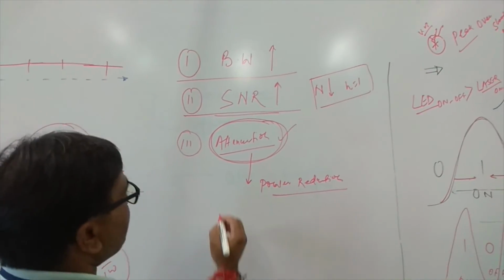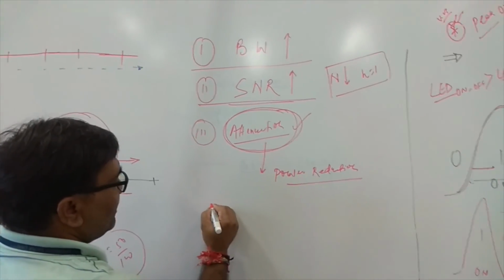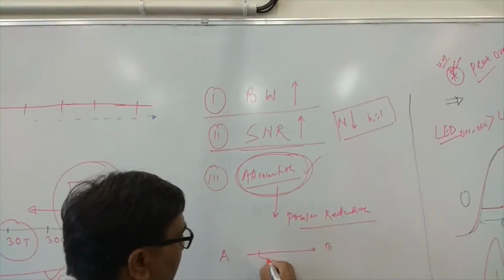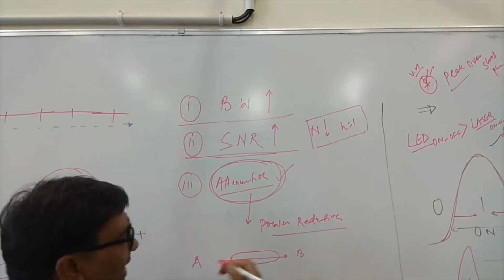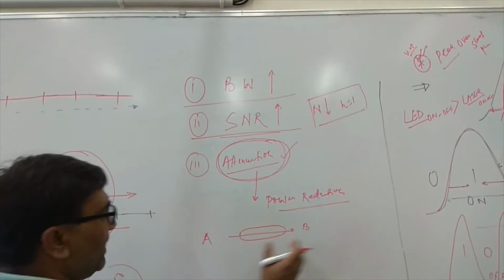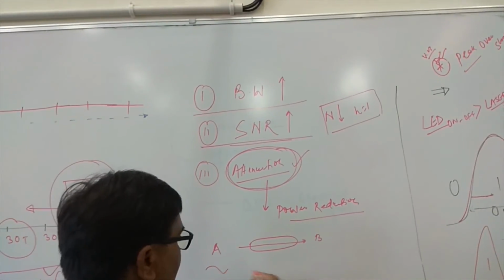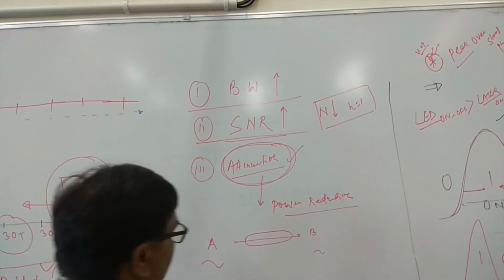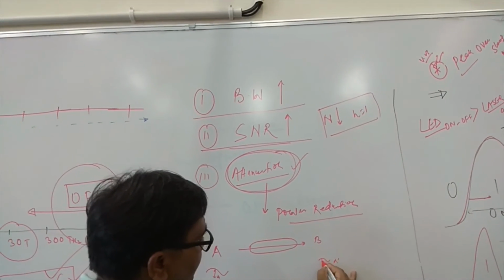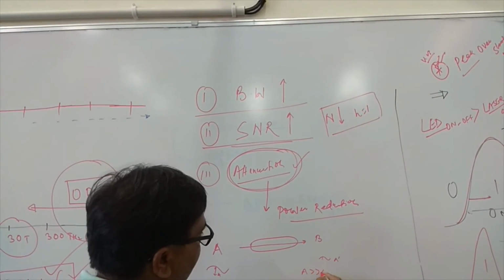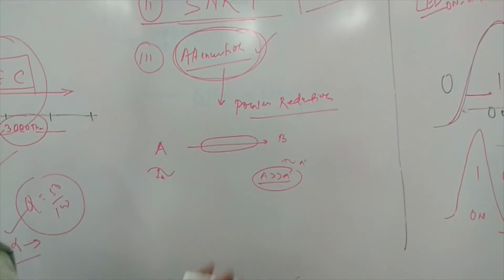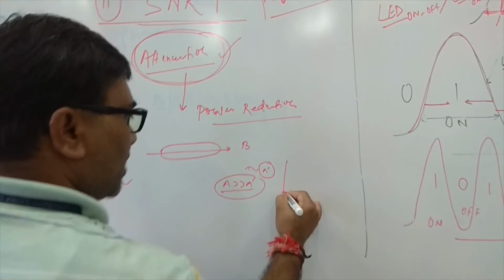Let us assume you want to send the information from A to B, and here is some coaxial wire or optical fiber or anything. So if you send the signal like this, you will receive the signal like this. See here, this is the amplitude A, and this is represented as A dash. So A is much larger than A dash. What happened? Due to attenuation, the signal amplitude goes down.